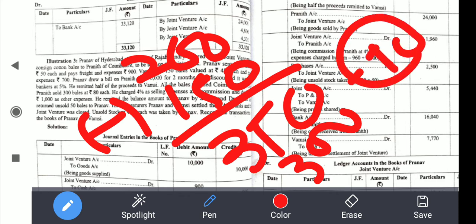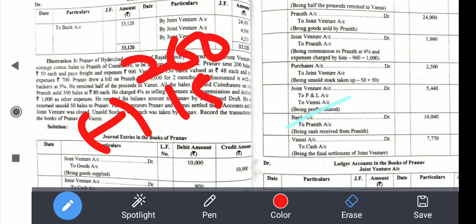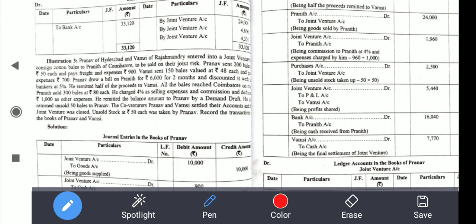The remaining is 50. So contributed by the co-ventures: one co-venture provided 200 bales, and another co-venture provided 150. Total 350. But out of 350, 300 bales are sold. So unsold is 50 units, at the rate of 50 rupees. You have to take cost price only. So 50 into 50, 2,500 is the unsold value.